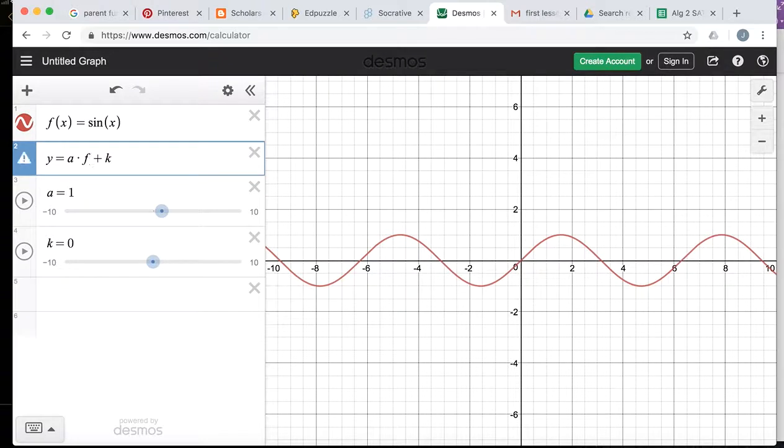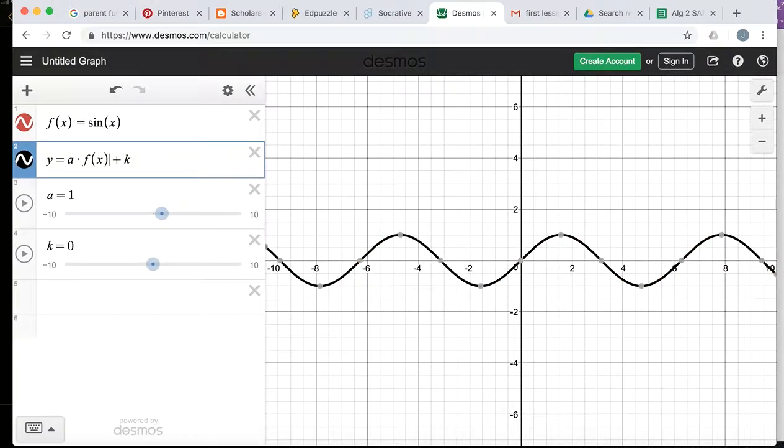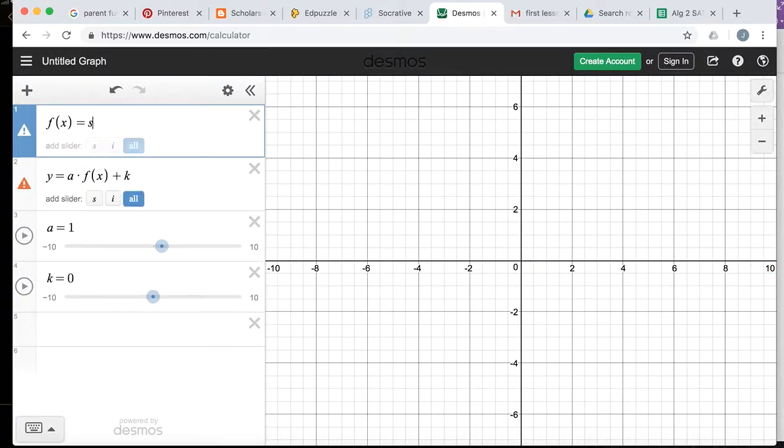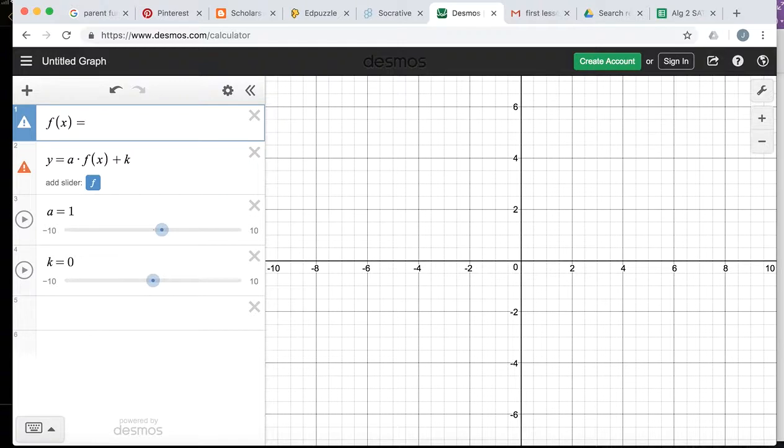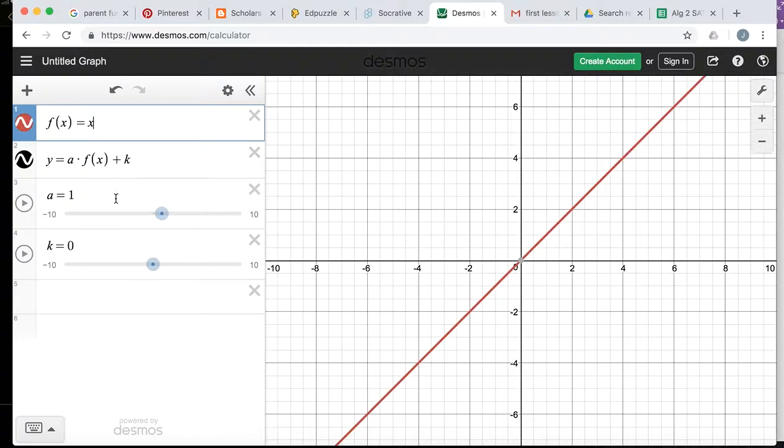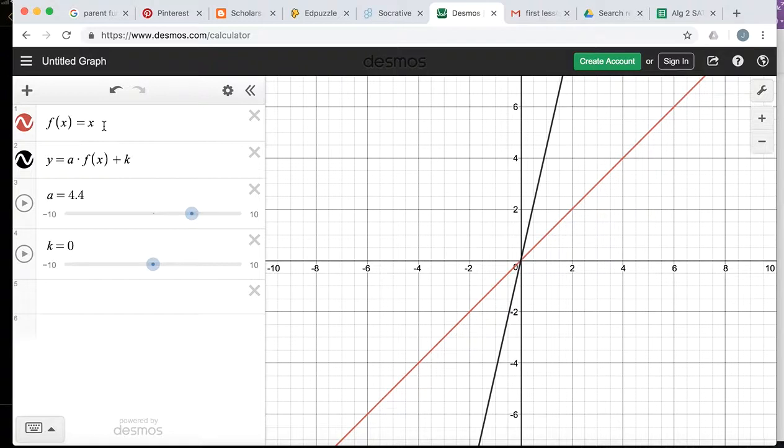If we leave it as f of x, that means we can change our f of x, our parent function up here, to anything we want. It was sine, but what now? What if I make it x squared? Well, there, if it's just x squared, I can see that I can play with my transformations here. I don't have to go change it everywhere. I can make it an x squared.